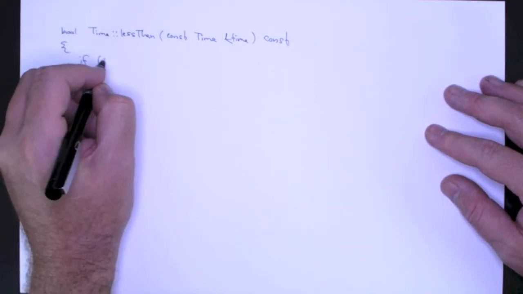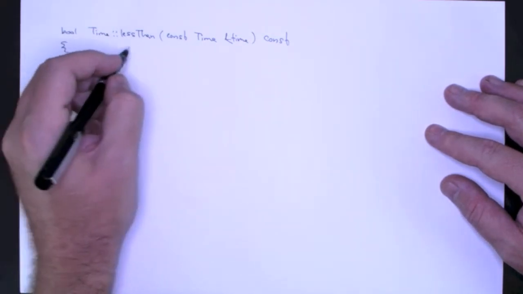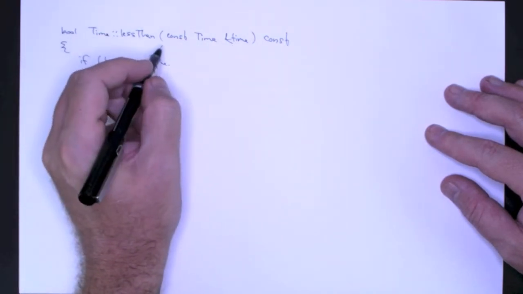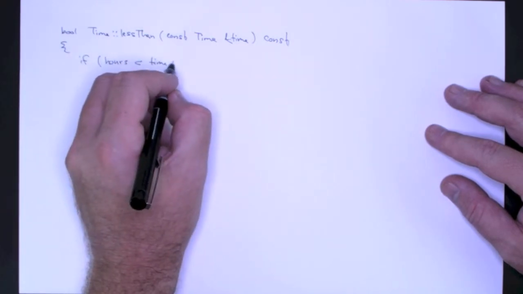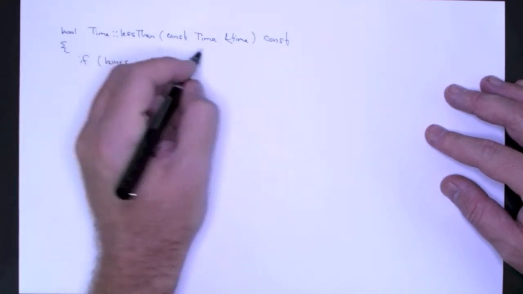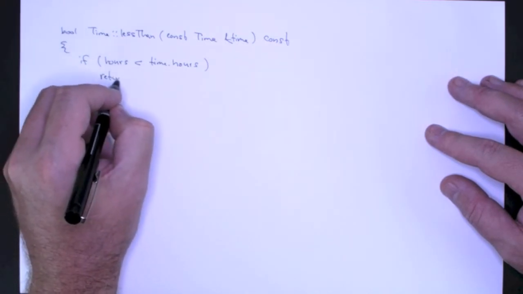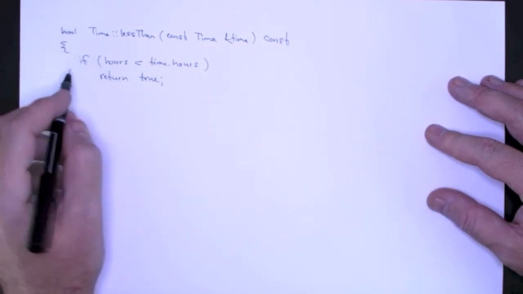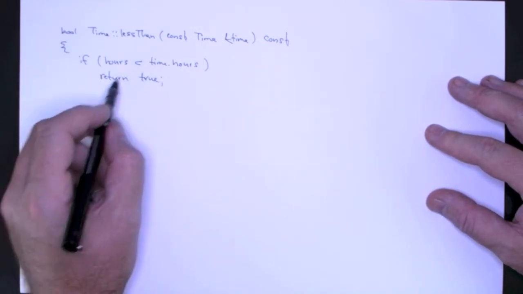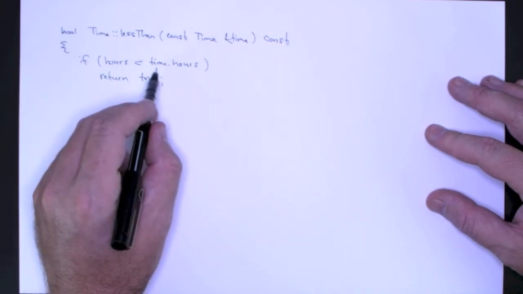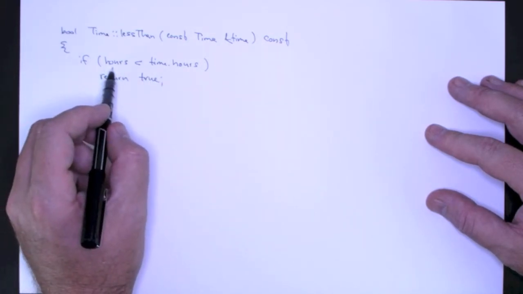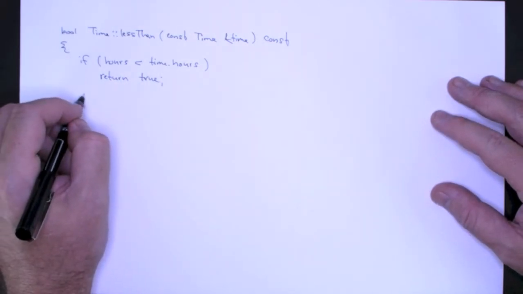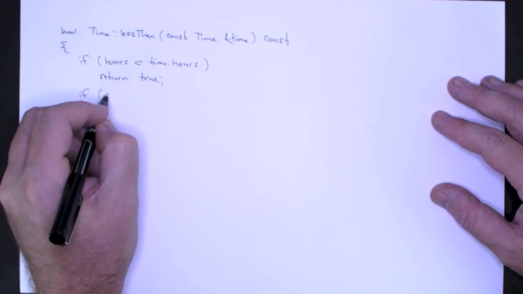So if the hours of this object are less than the hours of the object being passed in, right? Then I can just return true. Now, if this is not true, then this must mean that either the hours are the same or they're greater. So now I need to check if the hours are equal to each other.